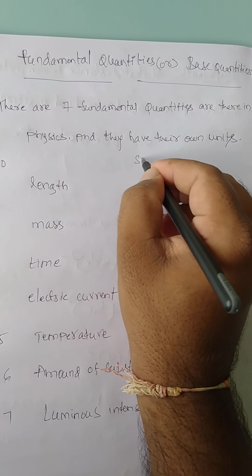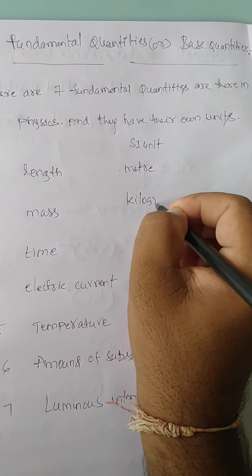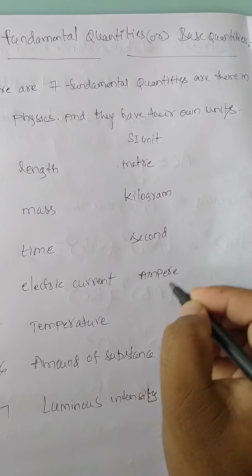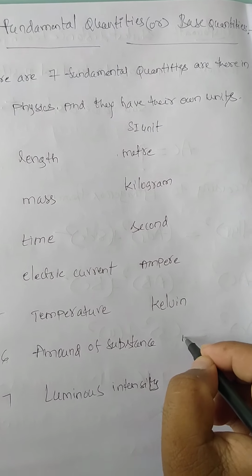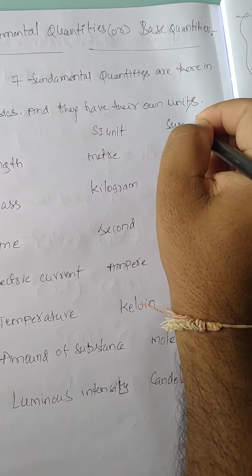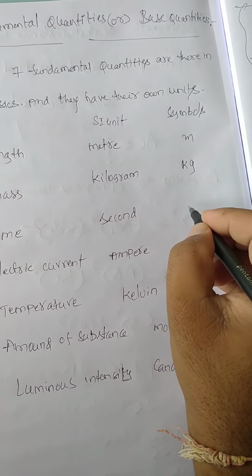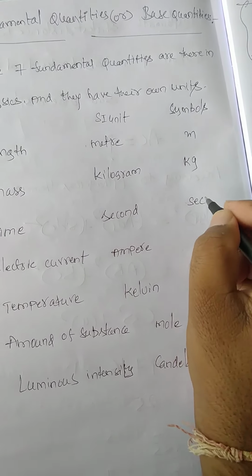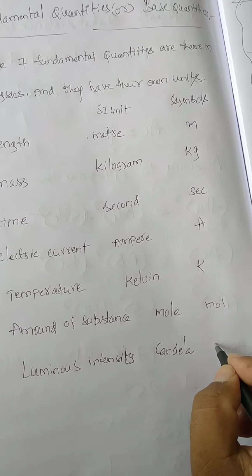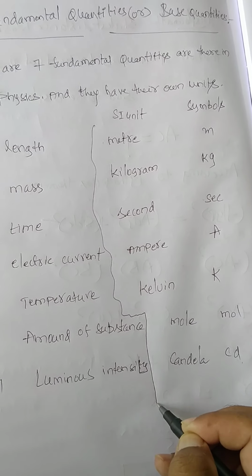And the SI units: length means meter, mass means kilogram, time means second, electric current means ampere, temperature means Kelvin, amount of substance means mole, luminous intensity means candela. Symbols: meter is m, kilogram is kg, second is s, ampere is A, Kelvin is K, mole is mol, candela is cd. So these are the 7 fundamental quantities and they have their own units.